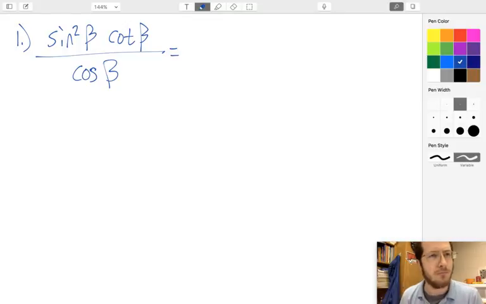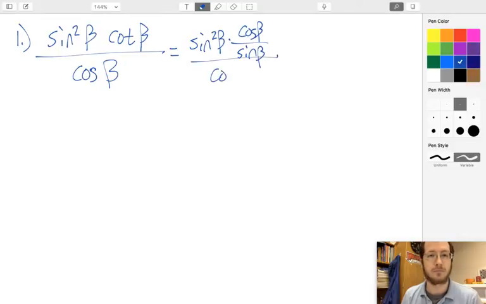All right, so number 1, sine squared of beta, cotangent of beta over cosine of beta. We want to simplify. The first thing I see is there's a sine and a cosine, and then there's this not sine or cosine. So I'm going to use my quotient property and change this cotangent to cosine over sine. Okay, so then we have sine squared of beta. This is the same thing as sine squared of beta over 1.